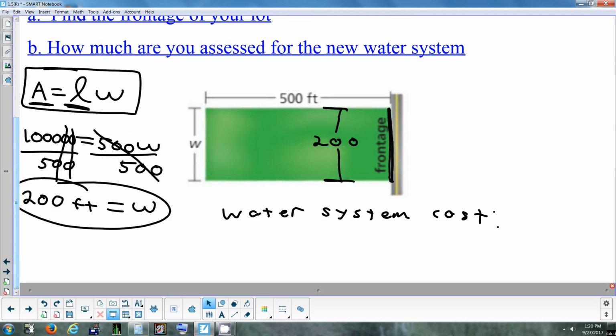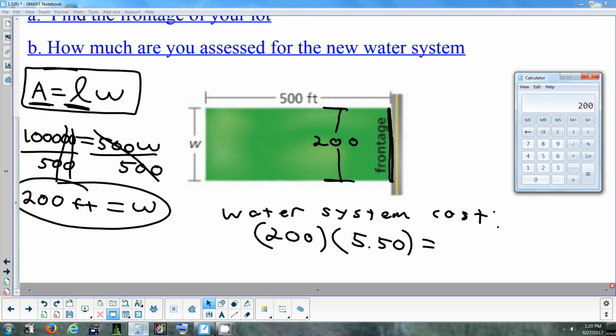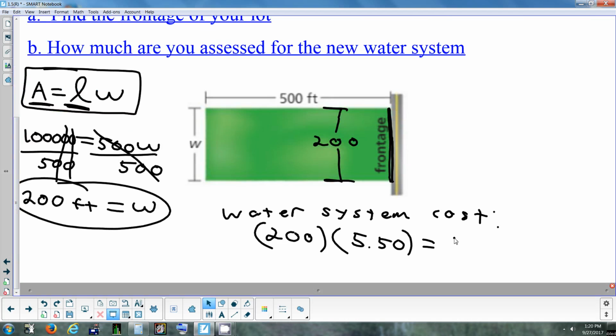So take how much land you own, the frontage, and you're going to multiply by the cost you have to pay for every foot. 5.50. Okay, and let's see how much it would cost. So it would cost, how much money is that? $1,100. And Noah said dollars, that's good, because you have to put a label on that.